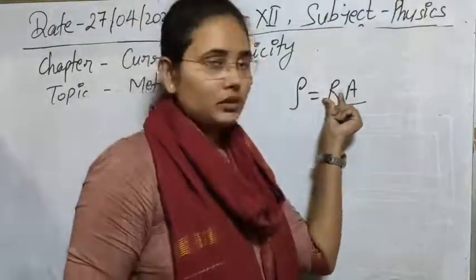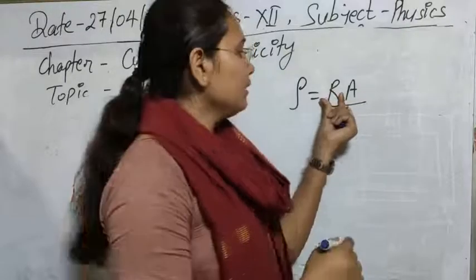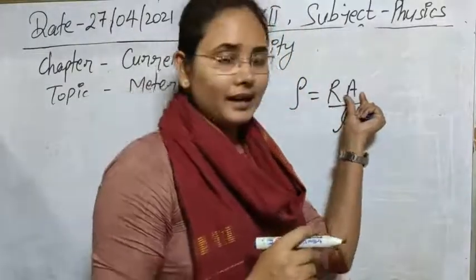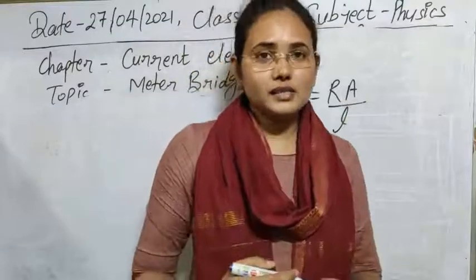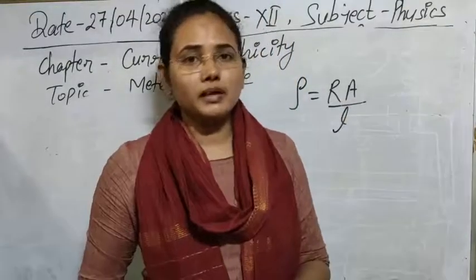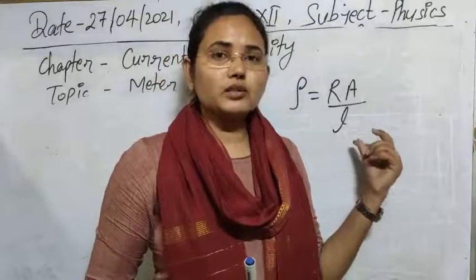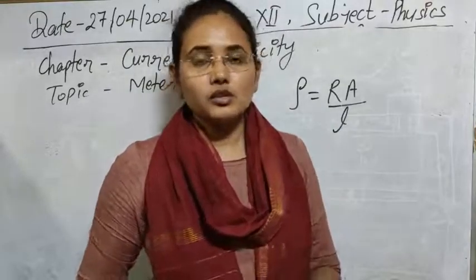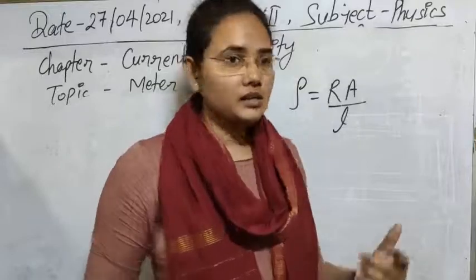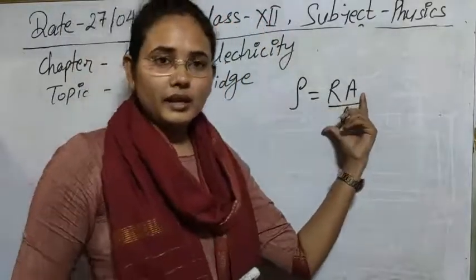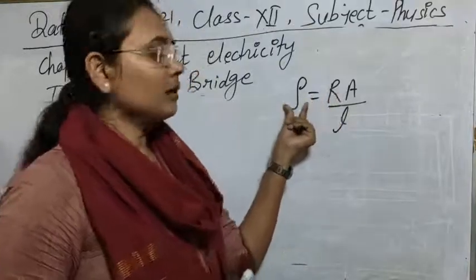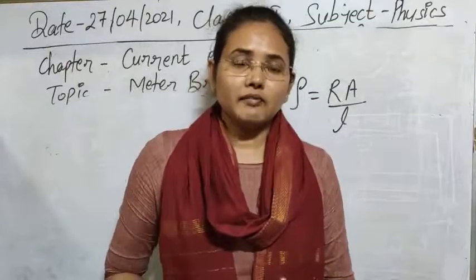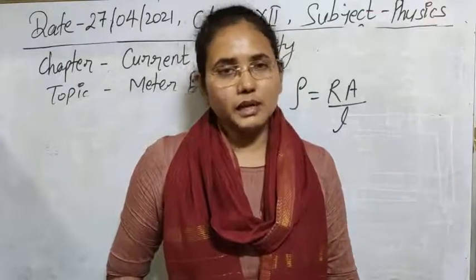If you already know the value of the unknown resistance, then you can just measure the length of the wire by using a meter scale, and you can measure the area. As its cross section is circular, its area will be pi r squared. So r you can measure easily by using a screw gauge. For a thin wire, we use a screw gauge to measure its radius. By measuring its diameter, you can calculate its radius and find the area. So by knowing area and length, you can easily calculate the resistivity of the material. Clear?